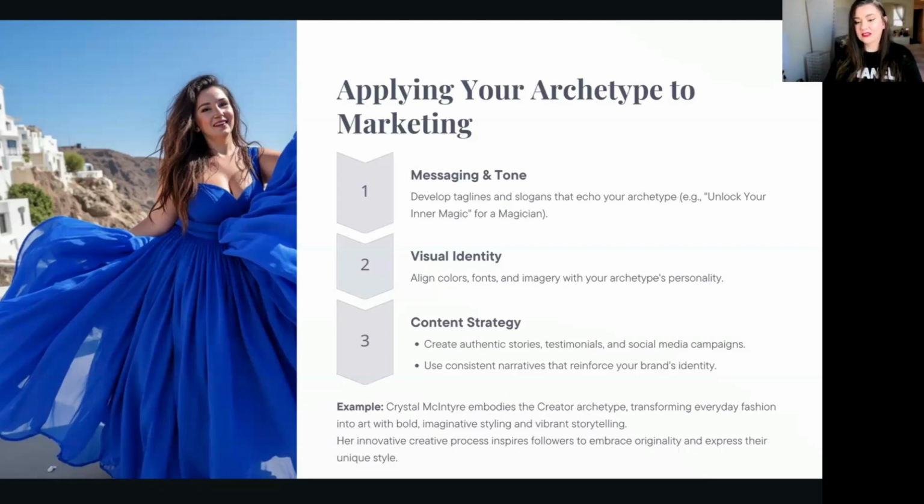In my innovative process, it sounds very self-serving. My innovative process inspires followers to embrace originality and express their unique style. But that's what I'm all about, right? When it comes to that version of me, that archetype that I'm putting forward, there is someone who is wanting you to step outside your box and try something different and wear what you want to wear, and dopamine dressing and all that fun stuff.